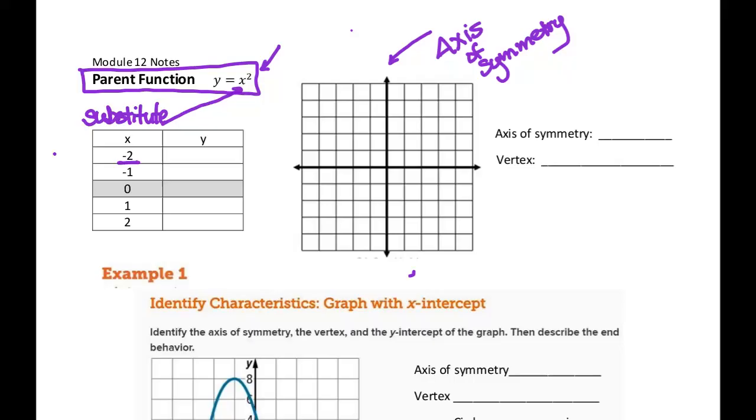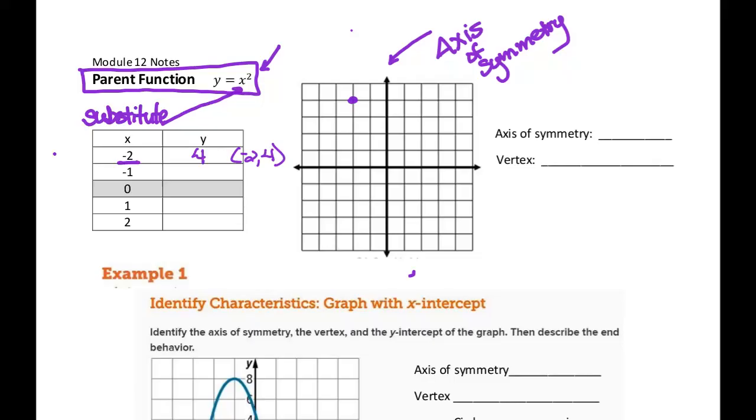-2 squared. What does -2 squared mean? It means -2 times -2, and a negative times negative is a +4. So I'm going to write this as an ordered pair, -2, +4. So I'm going 2 to the left and up 4. 1, 2, 3, 4. I'm going to plot that point.